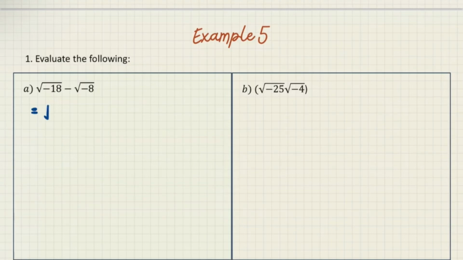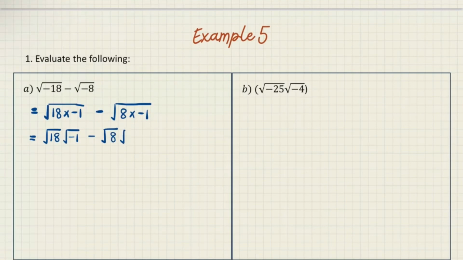So now we have square root of negative 18, kita pecahkan dia kepada 18 multiply by negative 1, minus with square root of 8 multiply by negative 1. Okay. Square root of 18, kalau kita ada darab antara dua benda, ni properties of surds. So bila kita ada product of two numbers, kita boleh separatekan dia punya square root kepada square root of 18 square root of negative 1 minus square root of 8 square root of negative 1.